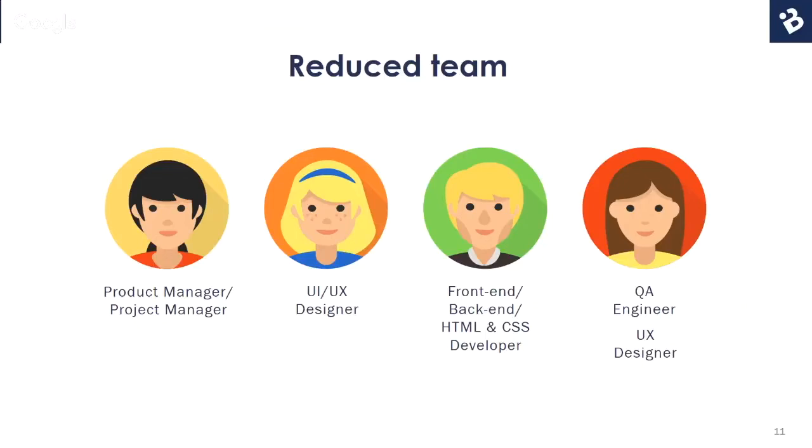But if you just start, the team could be reduced. So the best version of that reduced team you see on the presentation slide. It's a product manager combined with product manager. It's a UI UX designer in one, front end, back end, HTML and CSS developer, and QA engineer.